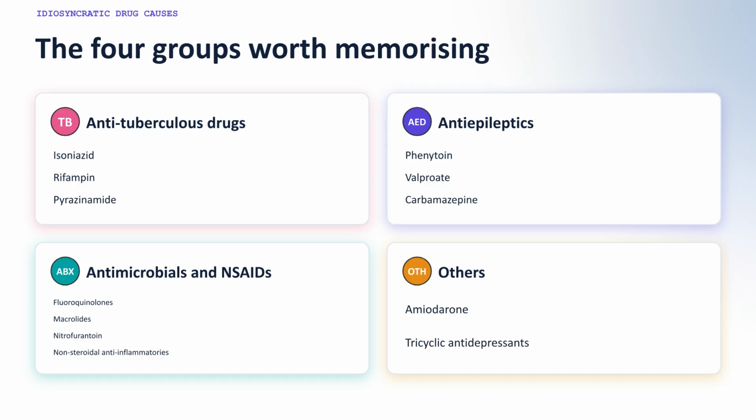4 groups worth memorizing. The anti-tuberculous drugs. Isoniazid, rifampin, and pyrazinamide. The anti-epileptics, phenytoin, valproate, and carbamazepine. The antimicrobials and the non-steroidals, fluoroquinolones, macrolides, and nitrofurantoin, and then amiodarone and the tricyclic antidepressants. Note how many of these are drugs that get started and then quietly continued for months, which is exactly the window in which idiosyncratic injury appears.